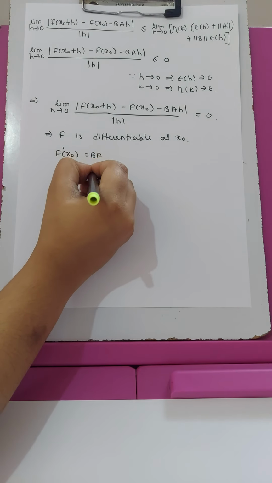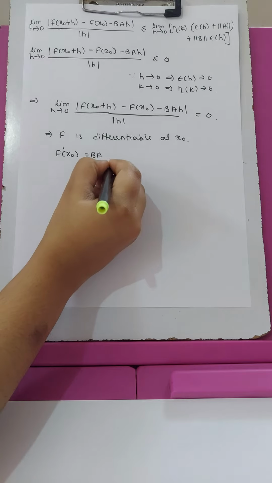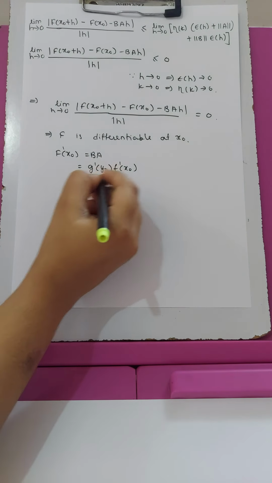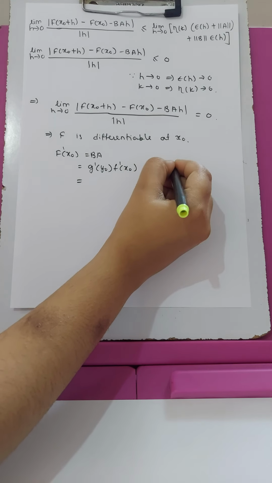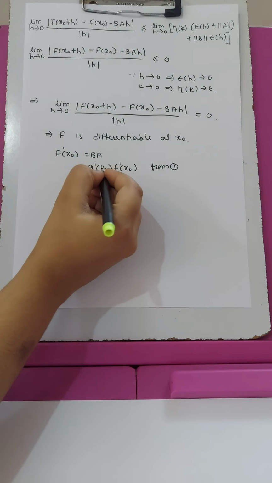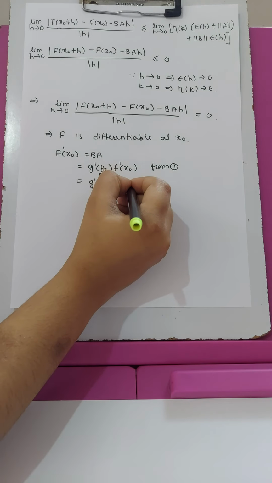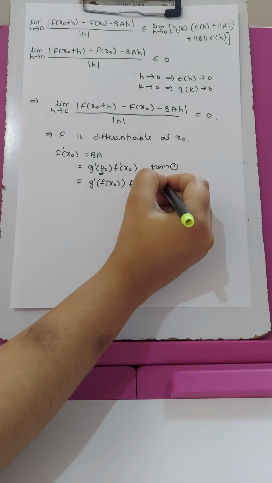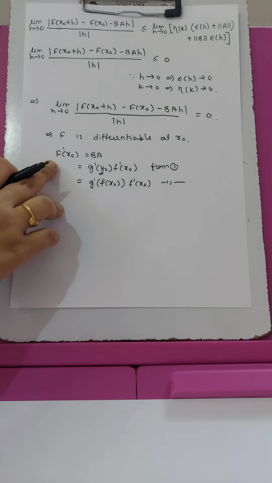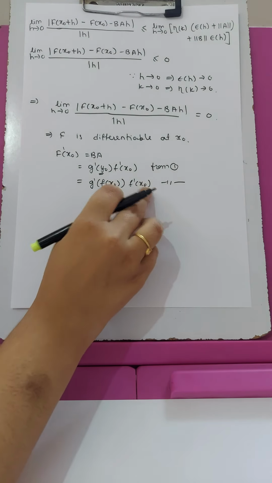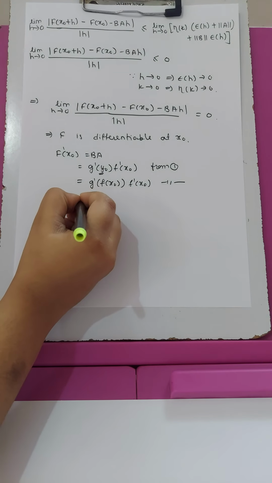So therefore we can write f dash of x0 is equal to this linear transformation BA, and we know that B is g dash of y0 and A is f dash of x0, taken from 1. Also y0 is equal to f of x0, and this becomes f dash of x0, also from 1. So f dash of x0 is equal to g dash of f of x0 times f dash of x0, and hence the theorem is proved.